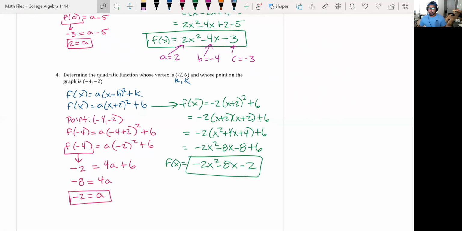All right, guys, and that's it. That is quadratic functions. Lots and lots of information, right?